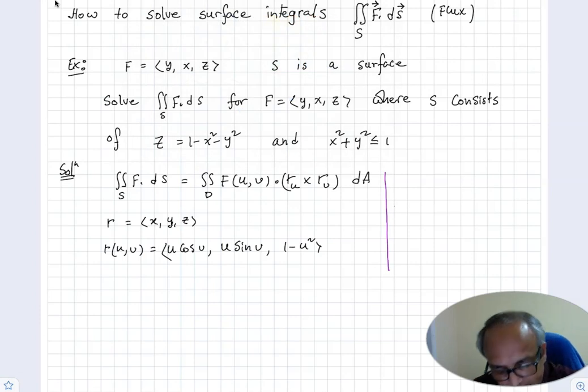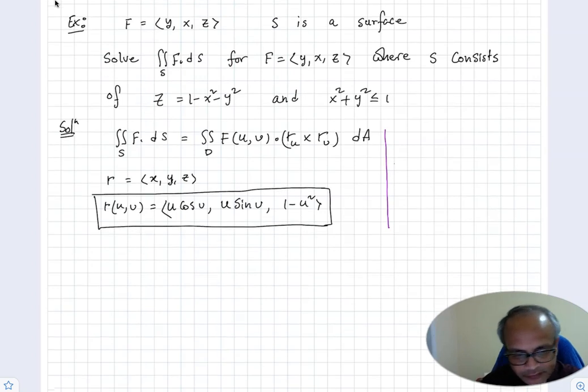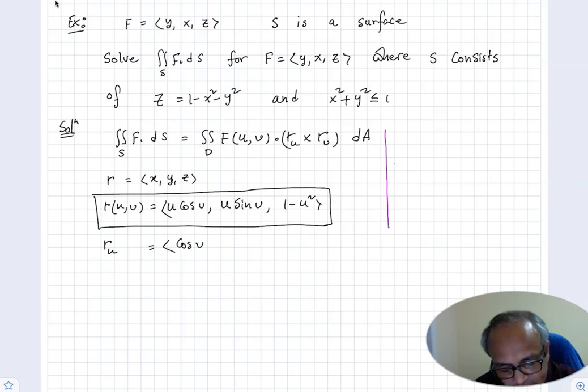working on this. As long as we have found this parameterization, that would be the first objective, and after that everything is straightforward, just simple algebra. So what I will do is that I will first find this r_u cross r_v. So I will differentiate r with respect to u, so that's a partial derivative. So it will be cos v, sin v, negative 2u, right?